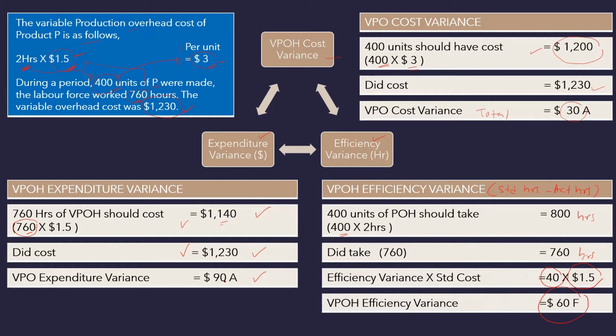So if you compare 90 adverse plus 60 favorable, rate and efficiency, you will arrive at the total variance of $30 adverse variance. So this is how you calculate variable production overhead cost variance.